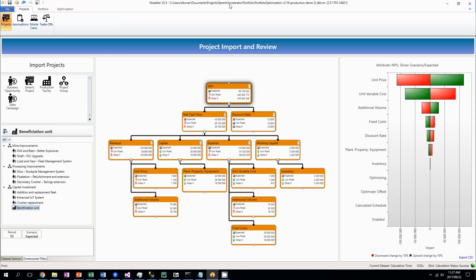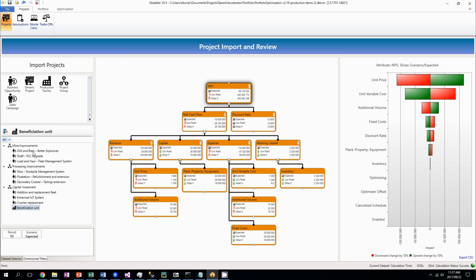This is a portfolio optimization system that we've put together. The idea is that one would have a number of projects. Each of these projects has a value driver tree which calculates the net cash flow, net incremental cash flow attributable to the project, and from there we can work out the NPV, the IRR, and various other financial metrics.